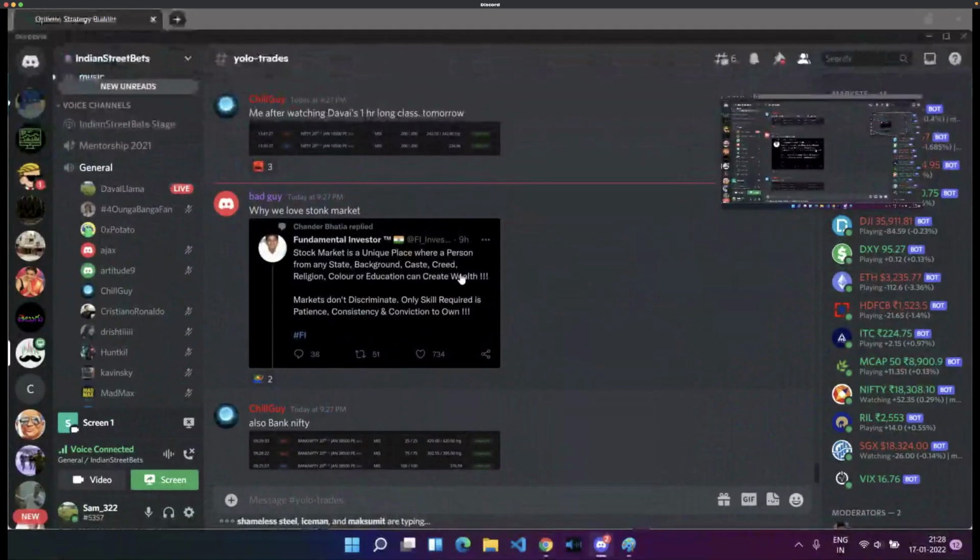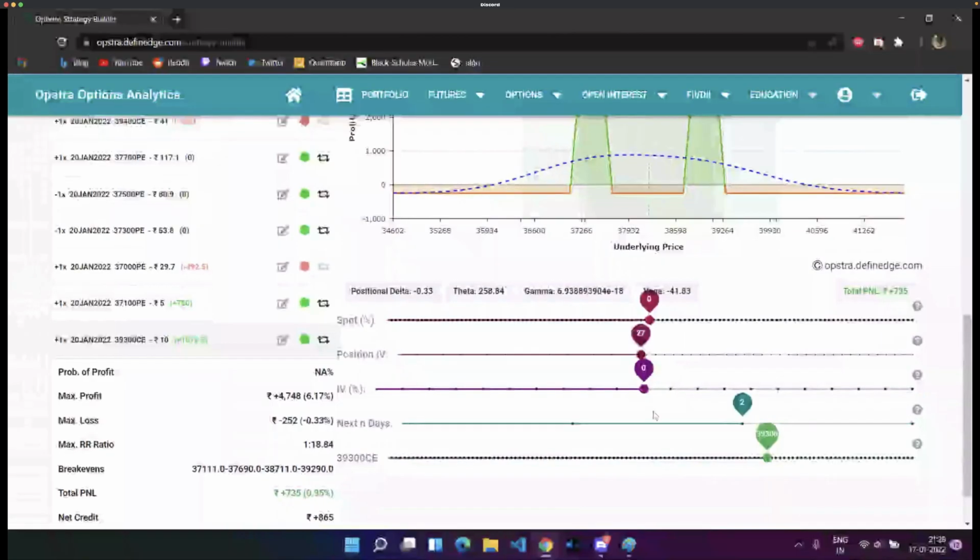So yeah, I mean, there's not much to explain here, guys. You just basically build a strategy like this and try to move this number here and there, then you'll understand in 2 days what's going on, what happens on expiry.